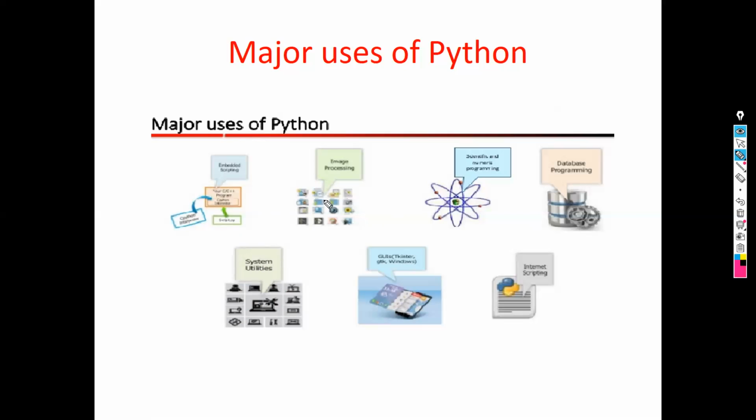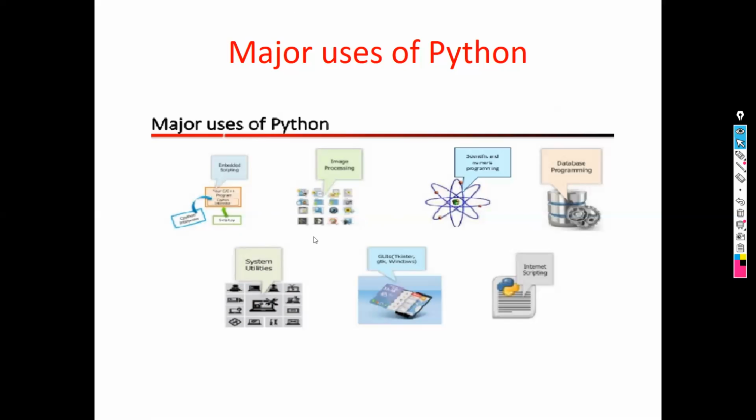The second one talks about image processing. It is one area where people use a number of different tools or languages. Python is popular in this area. In image processing, Python is popular.